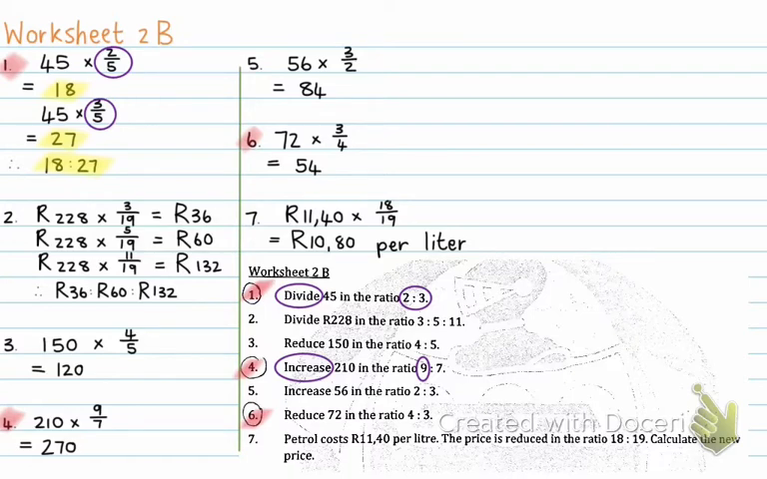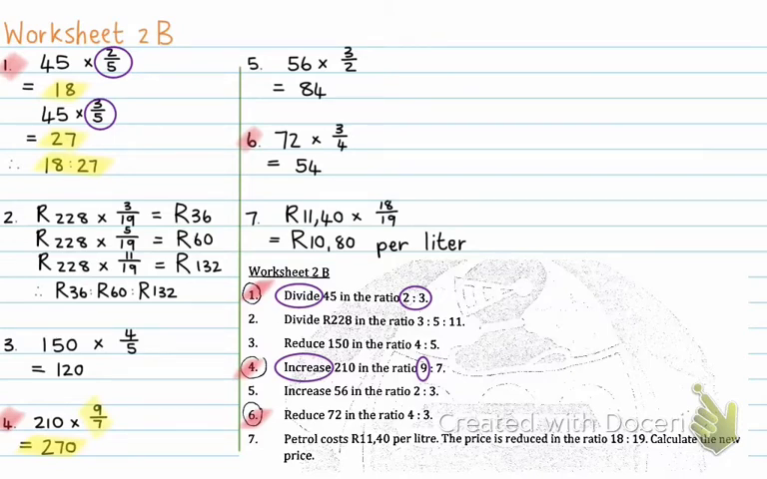So, to answer this question, you will say 210 times 9 over 7. Okay? If you wrote 9 over 7 times 210, that's also correct. And if you put the 210 over 1 and you do this without a calculator, that's also correct. But you may use a calculator in high school. So if you use your calculator, then you will get an answer of 270. And look, 210 did increase to 270, so we are correct.